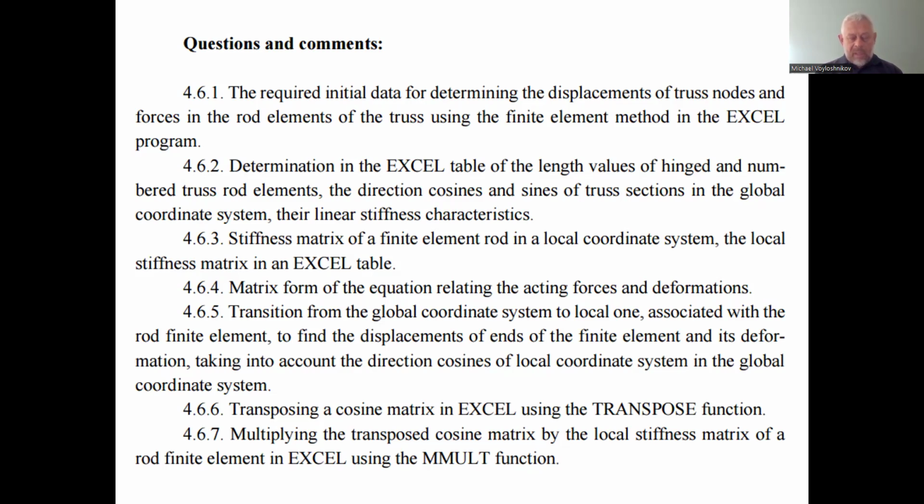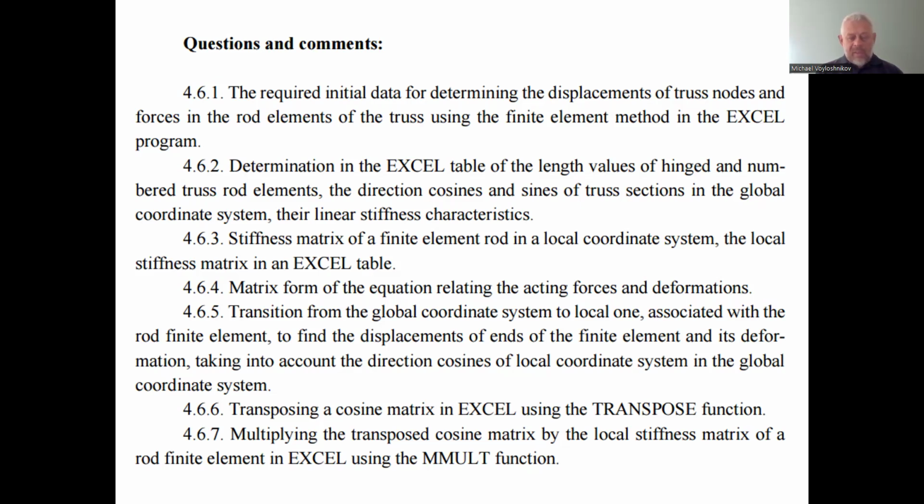4.6.6. Transposing a cosine matrix in Excel using the transpose function. We have to select by the mouse the place for the insertion of the result of the transposition of the matrix. Next, we have to dial in the address bar of Excel the transpose function, and in the parameter of this function we have to select by the mouse the range of the elements of the matrix to be transposed, and insert it in the previously selected range of cells in Excel.